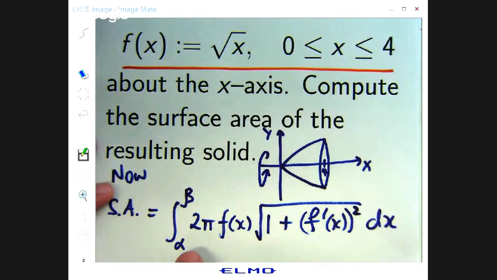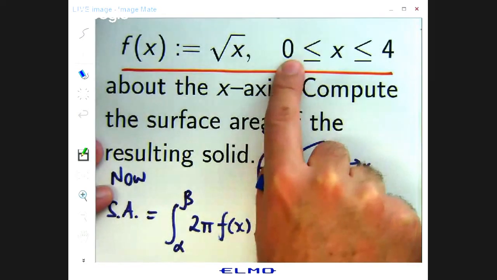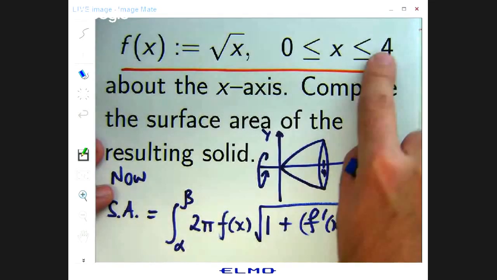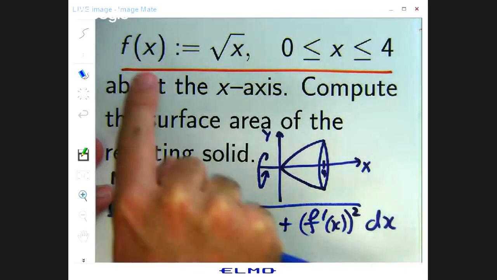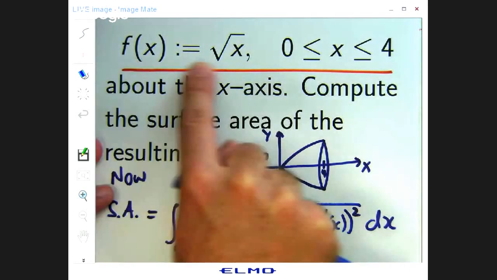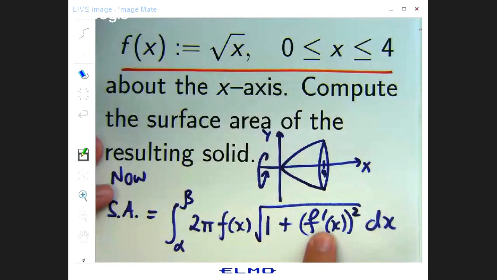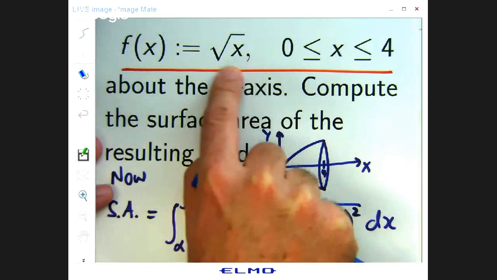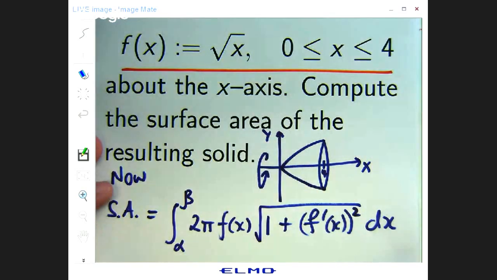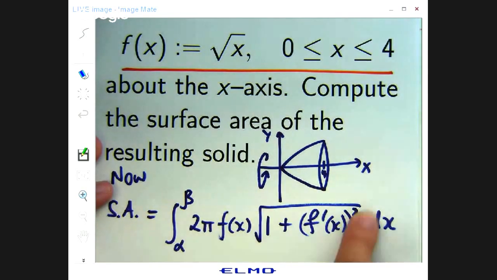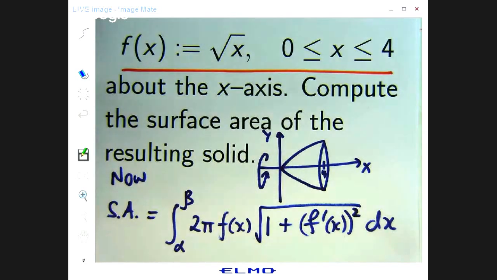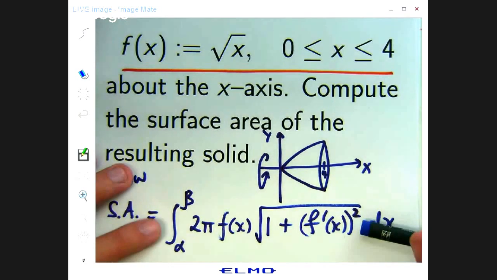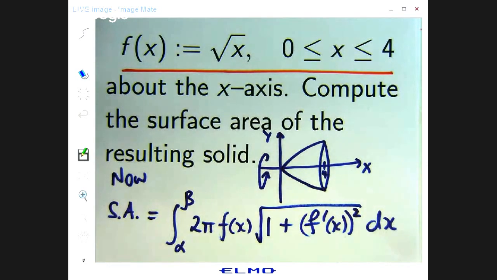Now, alpha would, in this case, correspond to the 0, beta would correspond to the 4, f of x would correspond to square root x, and this is the derivative. F dash is the derivative, so if we differentiate this, we get 1 on 2 root x, and then you would just use this and integrate. Okay, now the question is, where does this come from? I'll get to that at the end of the presentation, but let's just go through and knock this out.